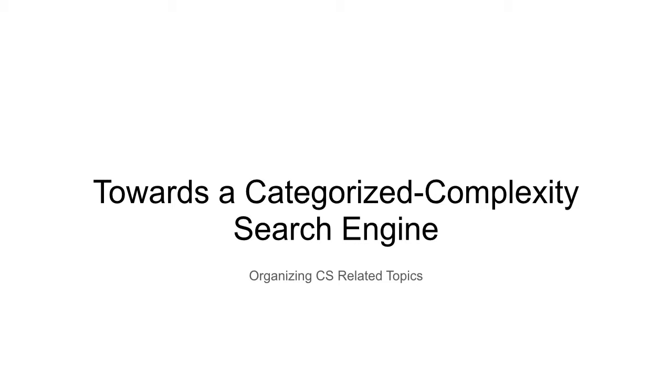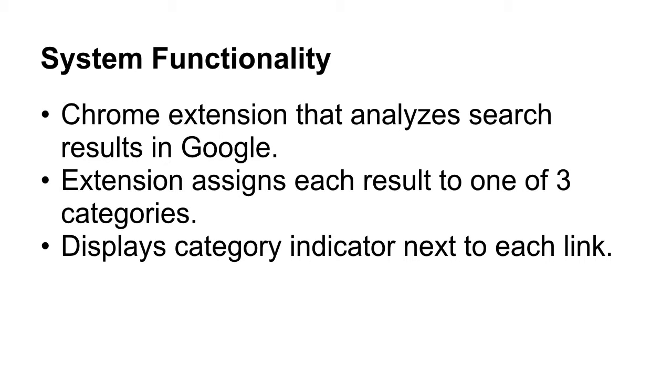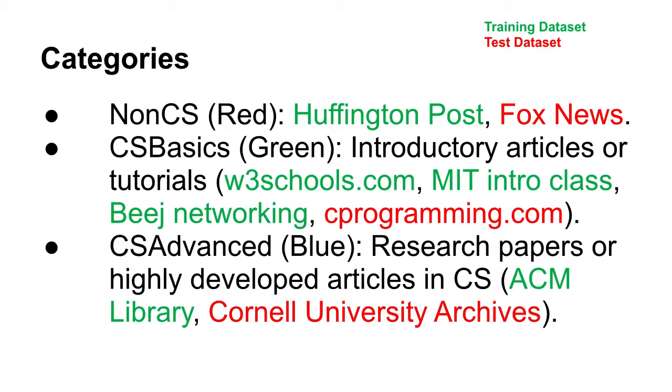Towards a categorized complexity search engine, organizing CS-related topics. System functionality. We built a Chrome extension that analyzes search results in Google. The extension assigns each result to one of three categories, and it displays a category indicator next to each link. We have three categories: non-CS, CS Basic, and CS Advanced. We got training data and test data from each of these categories from the sites listed on the slide.